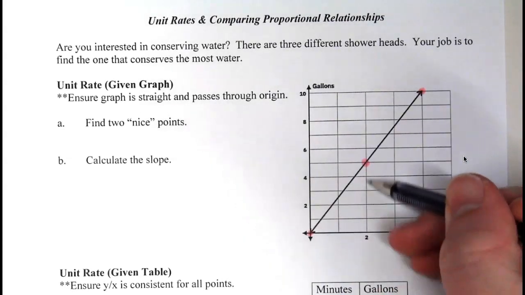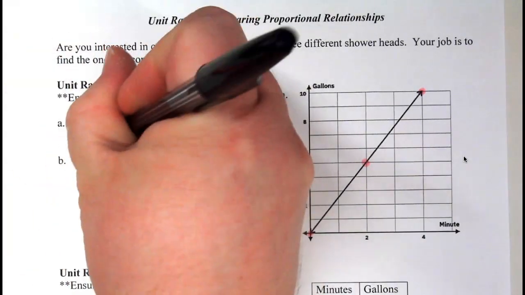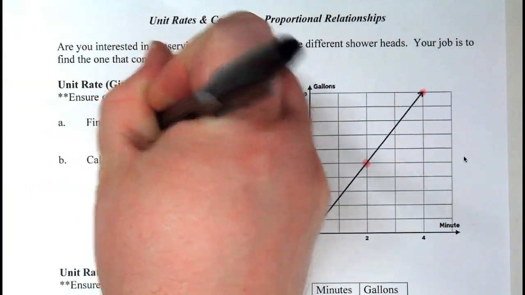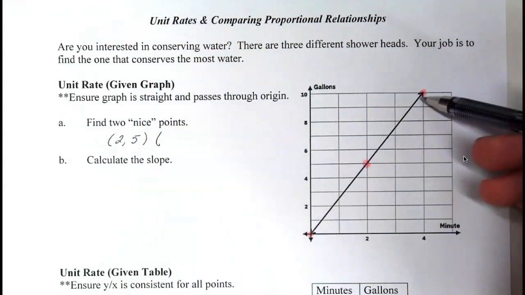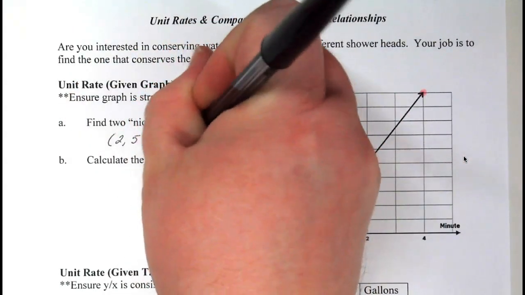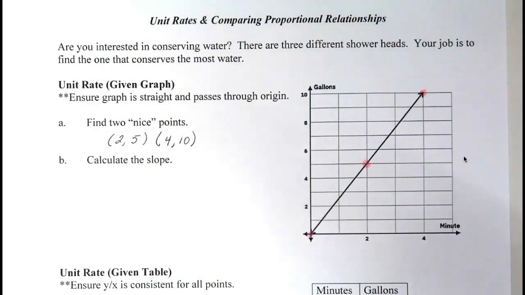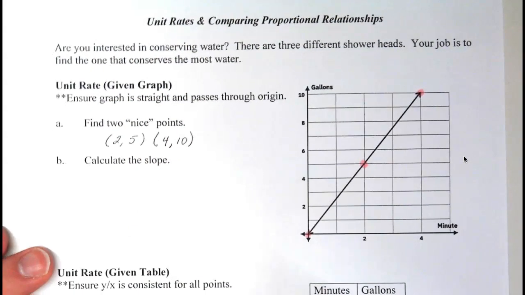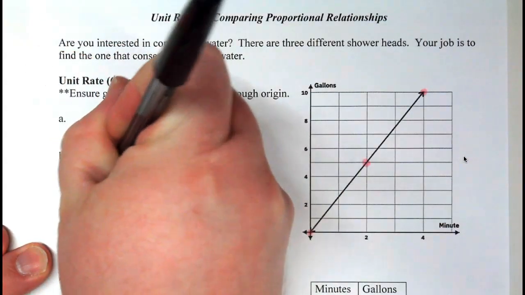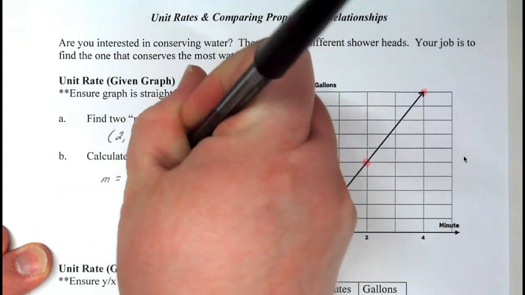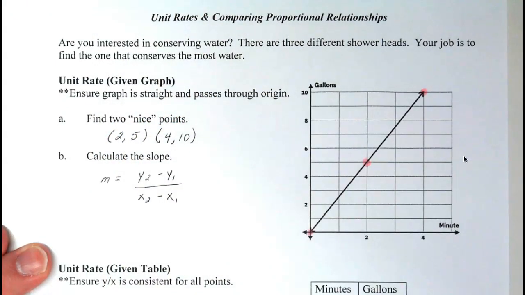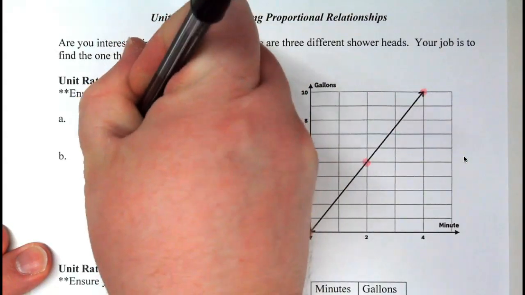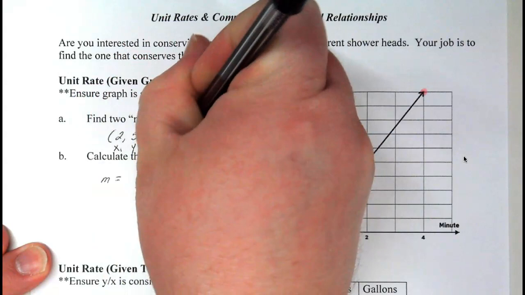So let's take a look. This one here is 2, 5. And let's do this one up here. That would be 4, 10. So in order to calculate the slope, we can use the slope formula. The slope formula is m equals y2 minus y1 over x2 minus x1. And remember that we are going to label up here the points x1, y1, x2, y2.